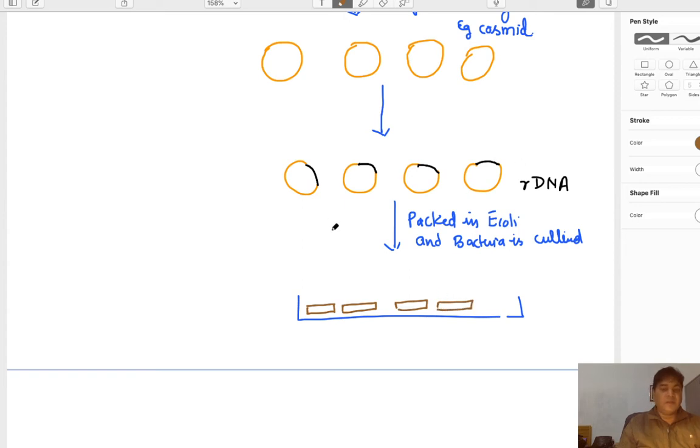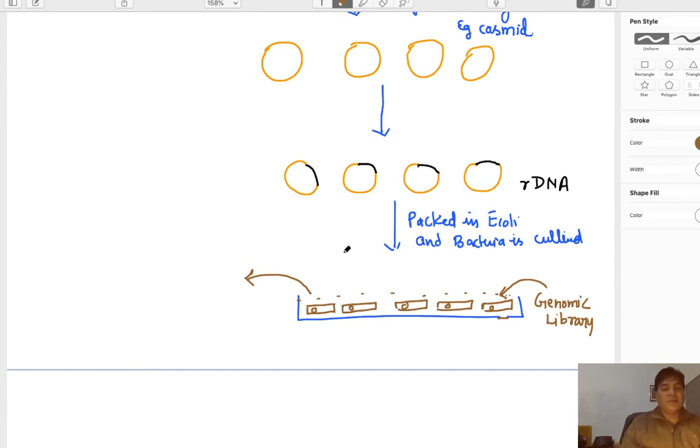These rDNAs are incorporated into different E. coli, and these E. coli are released in this medium. So this medium contains bacterial culture, and inside the bacterial culture obviously there will be rDNA of different fragments, and this collection of all the genes present in this culture plate is the genomic library. Now from this culture plate we have to identify the clones.